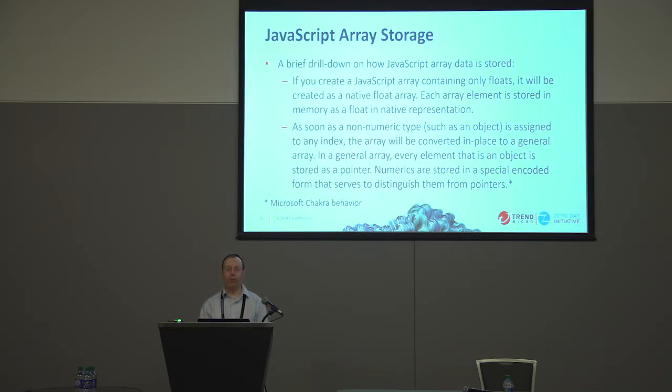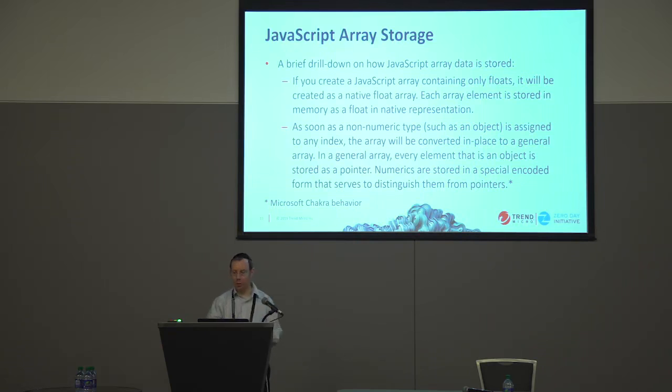If you create a JavaScript array containing only floating point values, that's an important special case. So the engine will represent it in memory as a native float array. This means that the JavaScript engine will allocate a continuous block of memory and pack it full of floating point array values, each stored in native form, by which we mean the natural and hence the most efficient form for the machine architecture that you're running on.